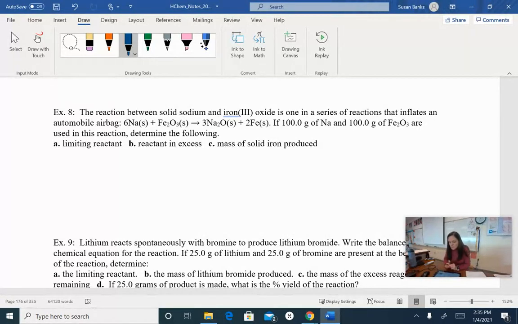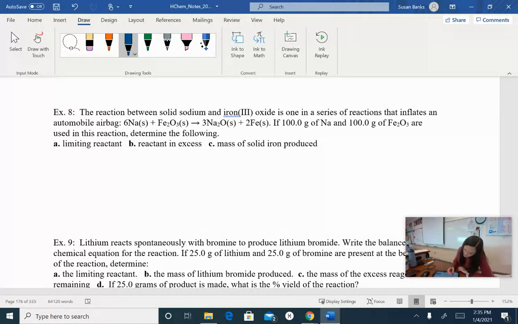Okay, so if I start off with 100 grams of sodium and 100 grams of iron 3 oxide are used in the reaction, we want to determine 3 things. We want to determine what's limiting, what is in excess, and the mass of solid iron that we are going to produce. So once again, we're going to do the stoichiometry with 100 grams of sodium and 100 grams of iron 3 oxide and see how much iron can be produced. So here's the stoichiometry here.